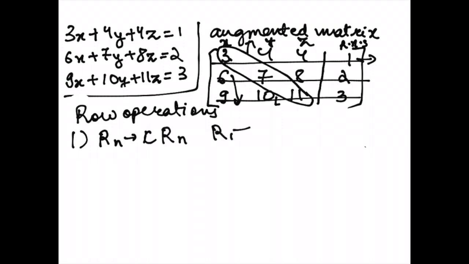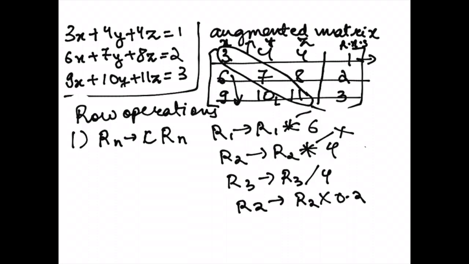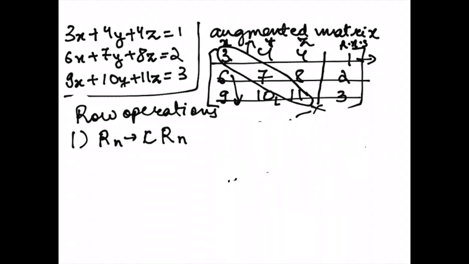For example, I could do R1 substituted by R1 times 6. I could do R2 equals R2 times 4. I could do R3 equals R3 divided by 4. Or I could even do R2 equals R2 multiplied by a decimal number. Sorry, these should be crosses. That's the first row operation that we could perform.